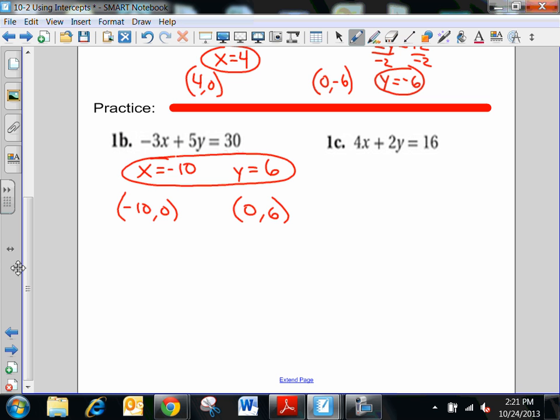You can mostly do that just by looking and doing it in your head. Second problem here, we cover up x and solve for y. Y would be equal to 8. So (0, 8) is my y-intercept, and then let's cover up the y variable, and I solve for x.